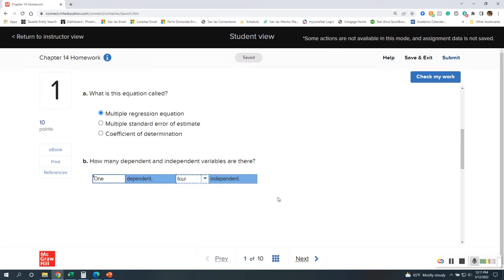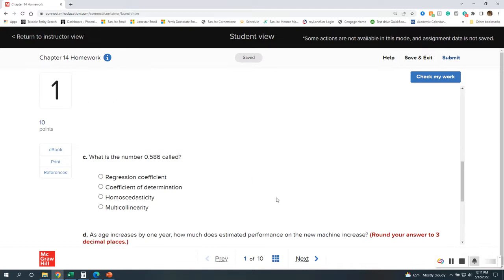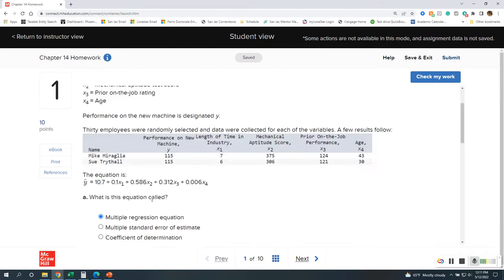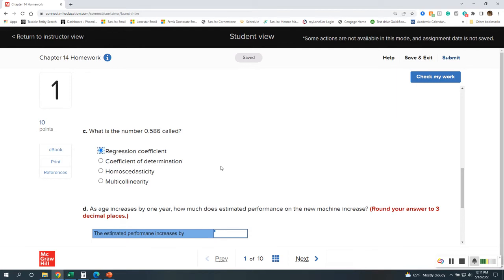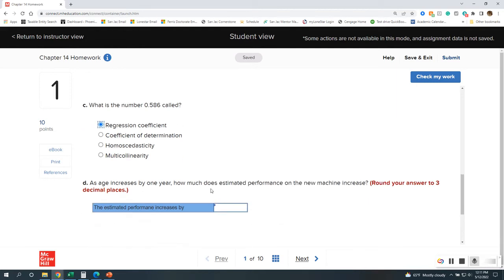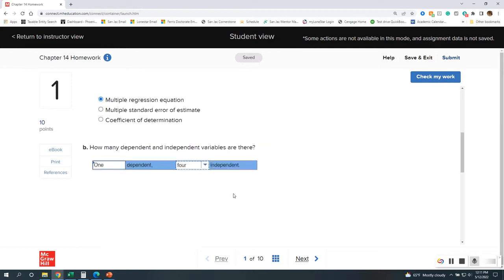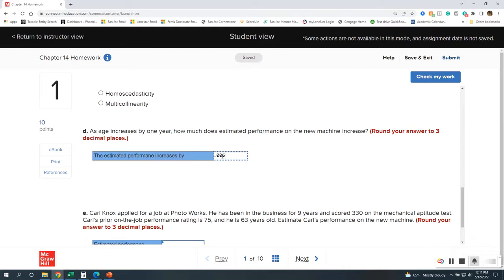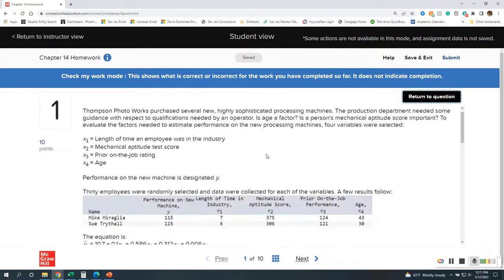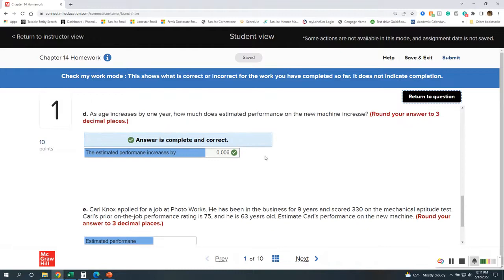I like how it's like a whole multiple choice right off the bat for question 1. Alright. What is the number 0.586 called? Which is right here. This is the regression coefficient. As age decreases by 1 year, how much does estimated performance on a new machine increase? Okay, so that would be our last one, the slope right there, 0.006. And you can check. Right now, it's just really asking, can you see what's going on?